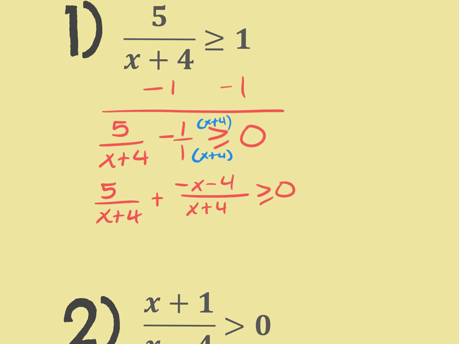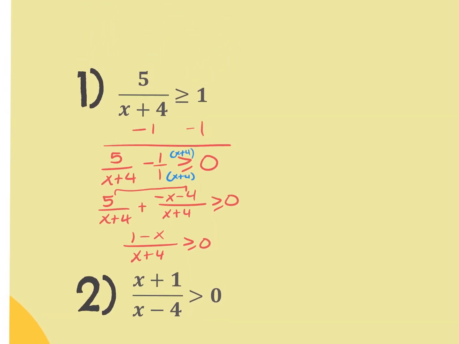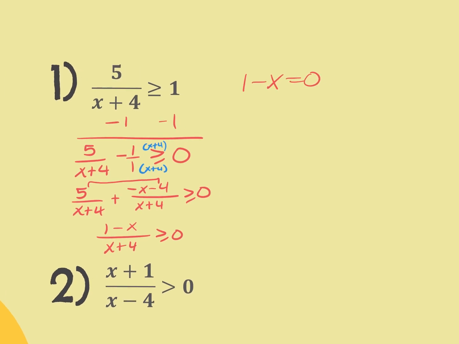I need to simplify this down to one fraction. So this now becomes, I can combine my like terms here, and then this becomes negative x, or 1 minus x, over x plus 4 greater than or equal to 0. Now I need to take the numerator, set it equal to 0. So 1 minus x equals 0. And then I'm going to set the denominator equal to 0. I'm just going to add the x, and I get x equals 1. Over here, subtract the 4, and x equals negative 4. So these are going to be the numbers on my number line.